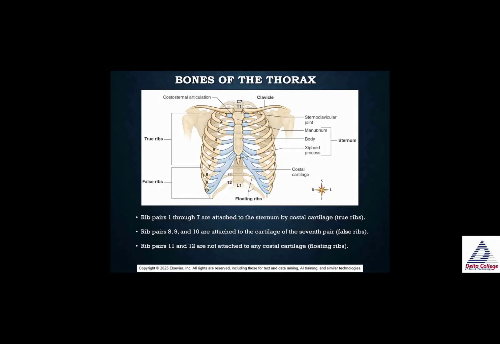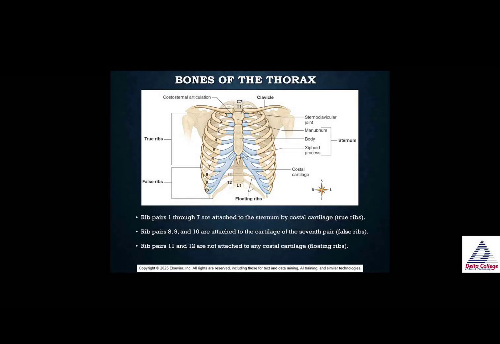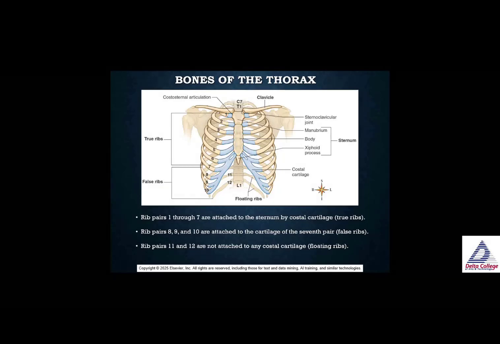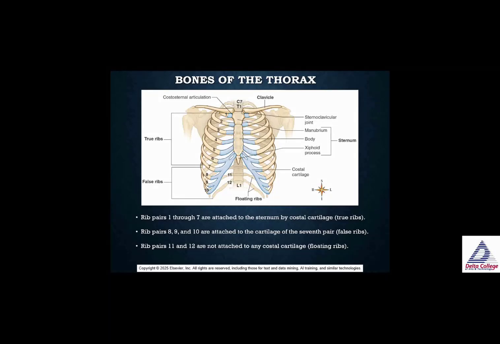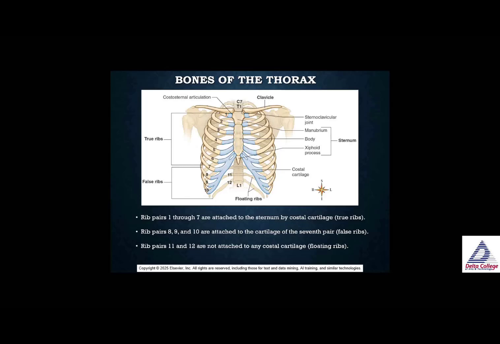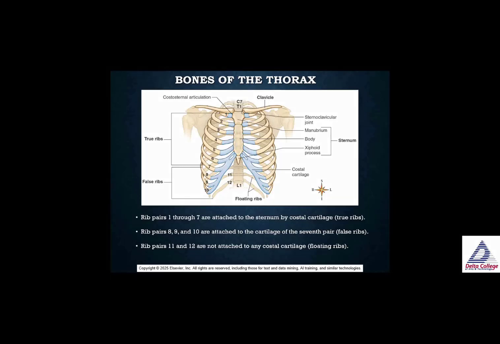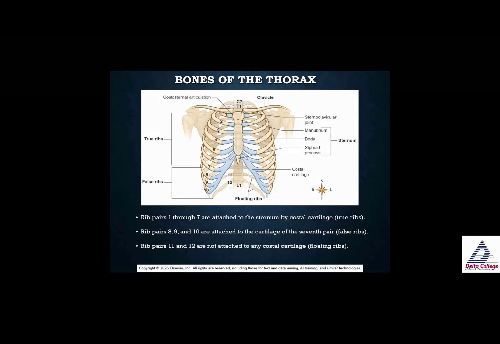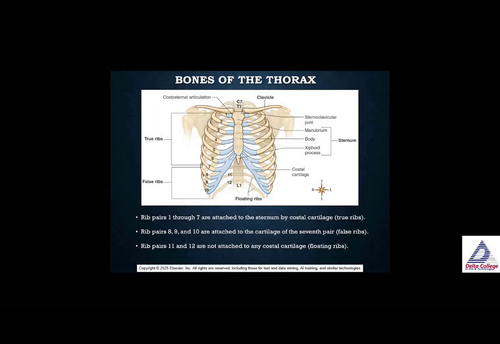Now I want to talk about bones of the thorax. This is important to know, true ribs versus false ribs. So let's look at this. On the image, I want you to notice the sternum or the breastbone. This is made up of the manubrium, the body, and the xiphoid process, which is that little teeny tiny angle. And when you take CPR, you don't want to break that. So you have to be above that for compressions.